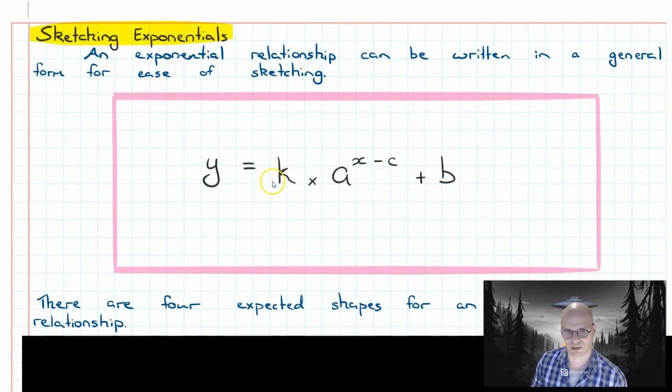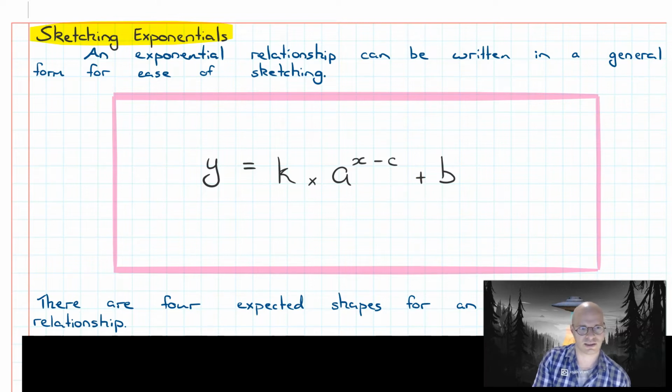We have y equals k multiplied by a to the power of x minus c, plus b. Now, each of the variables within this relationship affects the overall shape of the exponential as it's sketched or graphed, depending on which one you change. Each of these variables can be given a specific name.